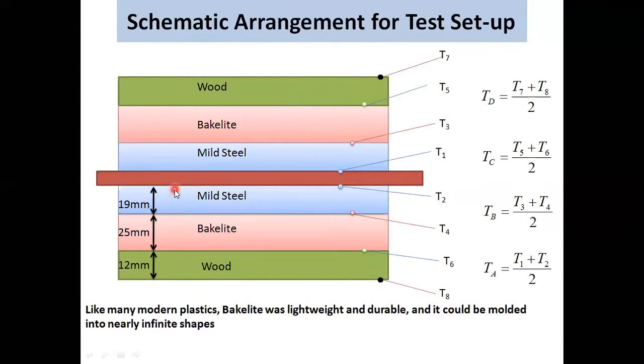Now the thickness of these slabs: for mild steel it is 19 mm, for bakelite 25 mm, and for wood 12 mm. These plates are actually circular plates, and the radius of all the plates is 200 mm, which we will see later on. So this is the arrangement of thermocouples to measure the temperature. We will measure a total of 8 temperatures.